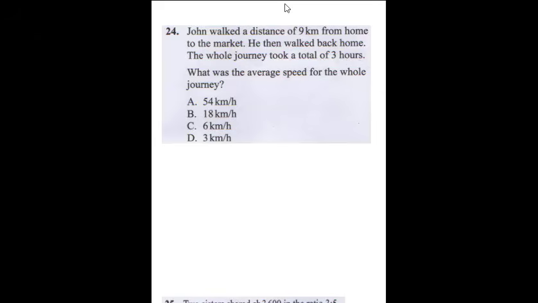Question 24 says John walked a distance of 9 kilometers from home to the market. He then walked back home. The whole journey took a total of 3 hours. What was the average speed for the whole journey?